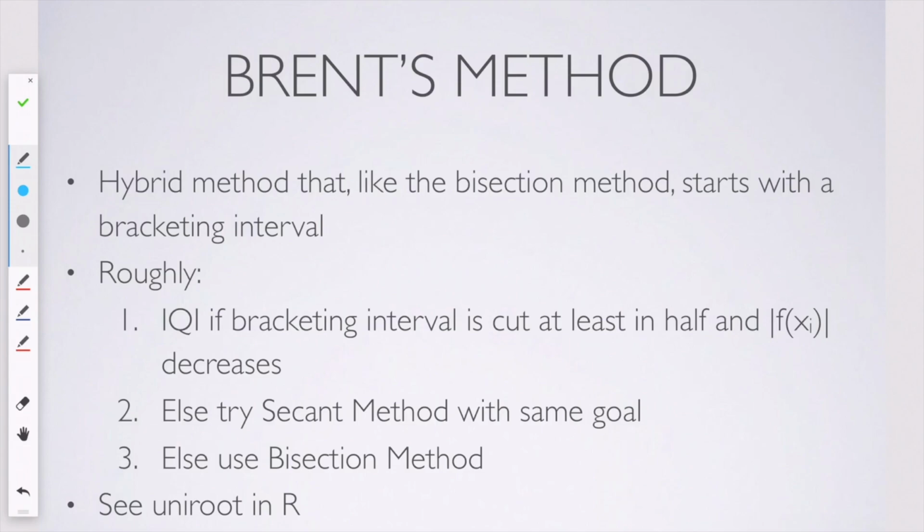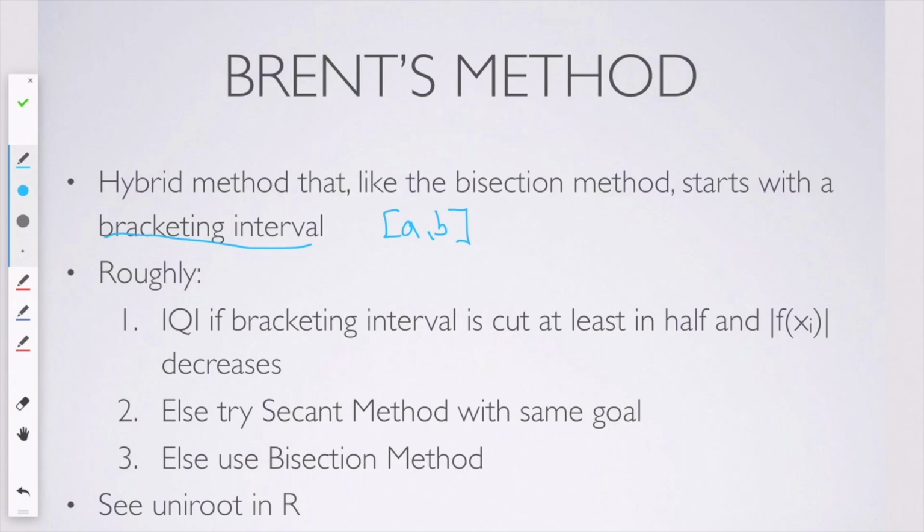Now we're going to introduce Brent's method. This is a hybrid method that tries to combine some of the best aspects of bracketing methods with some of the best aspects of faster methods. So here's very roughly how it works. You start with a bracketing interval, right? So you start with some interval [a, b] where you think there's a root inside, and you do the following.